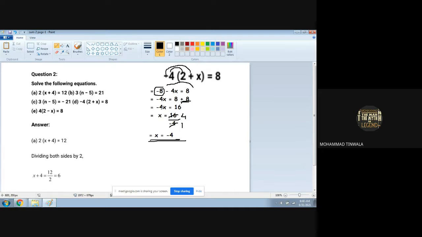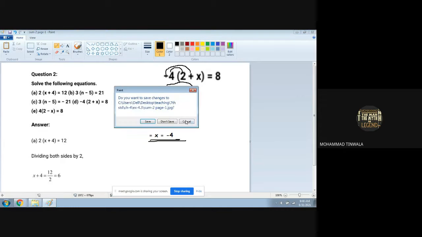We have to again find only the value of x. So x at a side, 16. This minus 4 was in multiplying form, so we converted that into division form. So 16 upon 4, we got x is equal to minus 4. Okay?